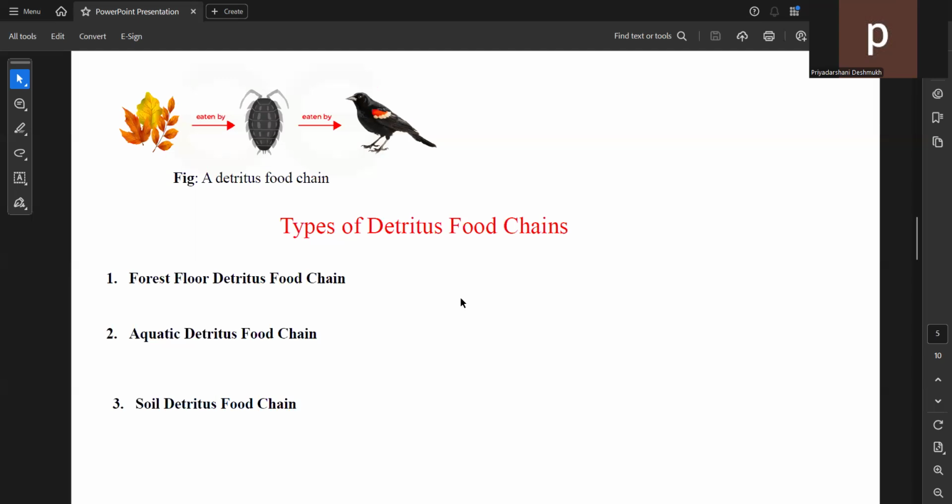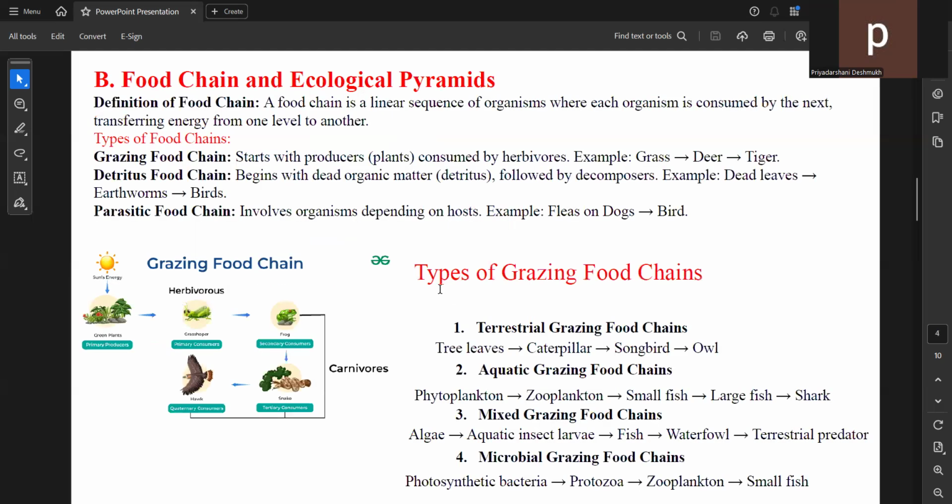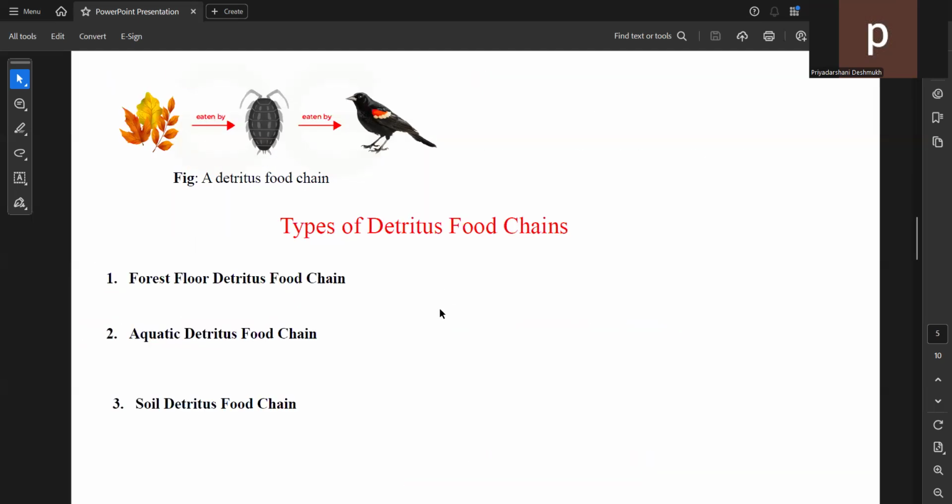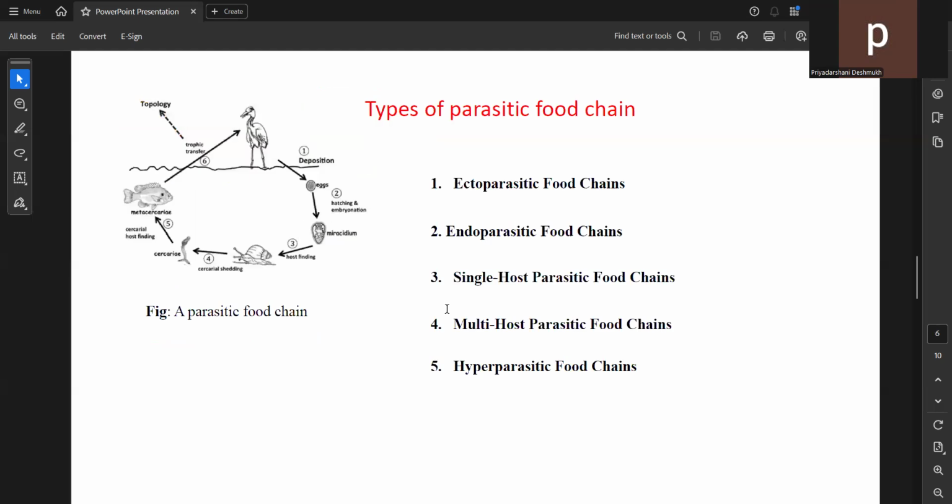For example, forest floor detritus food chain, aquatic detritus food chain, and the soil detritus food chain. So these are the three main types of detritus food chain, which are well explained in your notes, which is already provided to you. Now the third one is the parasitic food chain. Now this is the diagram which is showing the parasitic food chain.